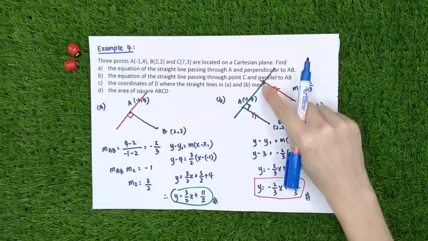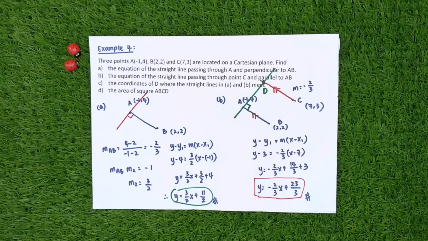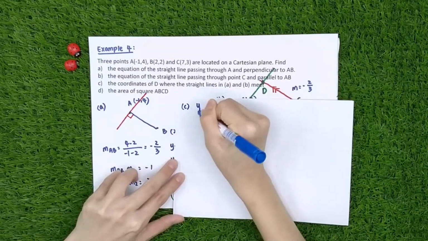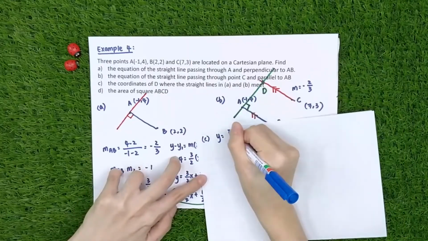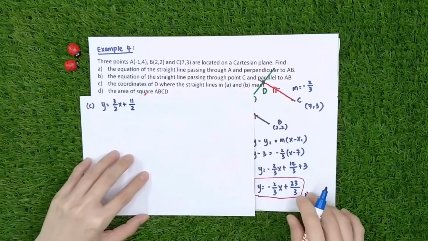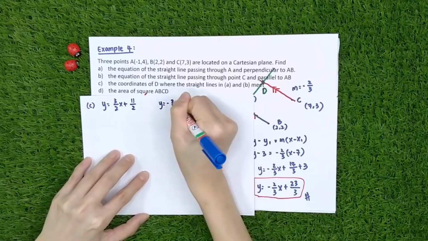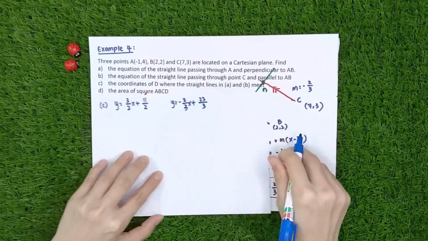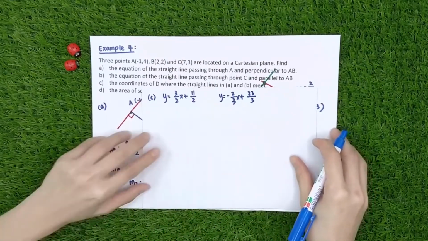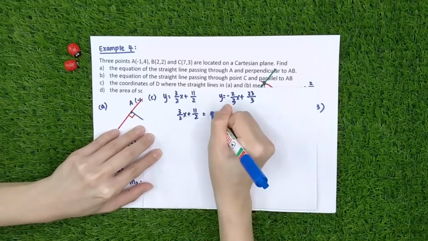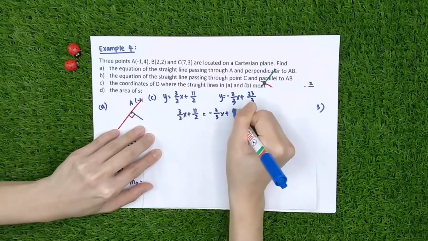So, since D is the intersection point of these two lines, I can equalize these two equations. Okay, so for part C, y equals 3/2 x plus 11/2, and the other equation is y equals -2/3 x plus 23/3. So I can equalize these two equations. 3/2 x plus 11/2 equals -2/3 x plus 23/3.